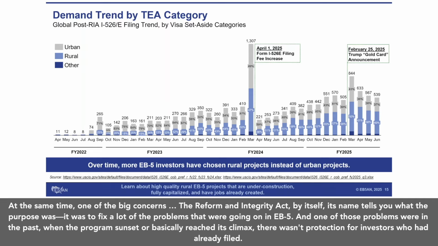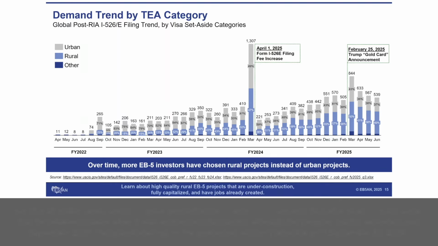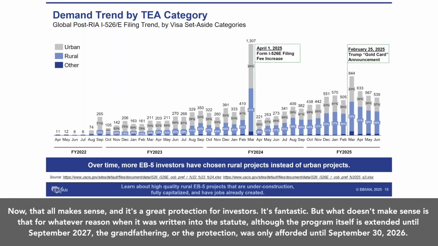And one of those problems was that in the past, when the program sunset, there wasn't protection for investors who had already filed. What that meant was, if you had already filed and then the program ceased to exist, your application could be in limbo and not processed. So what Congress did was include a protection that said, if you file by a certain date, no matter what happens in the future, your application will be processed and it won't be affected by any future changes in the program.